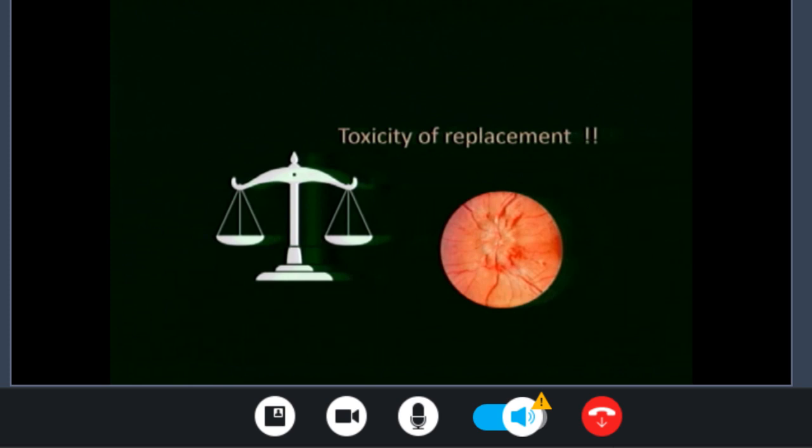Since we give a patient a large dose of vitamin A, we have to keep in mind the risk of toxicity due to replacement. The toxic dose is above 50,000 international units if the patient receives it for more than 3 months. One of the signs of toxicity is increased intracranial pressure and papilledema.